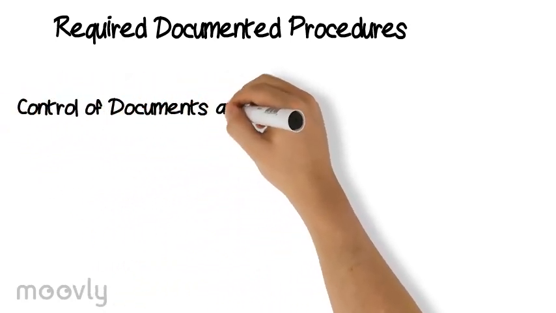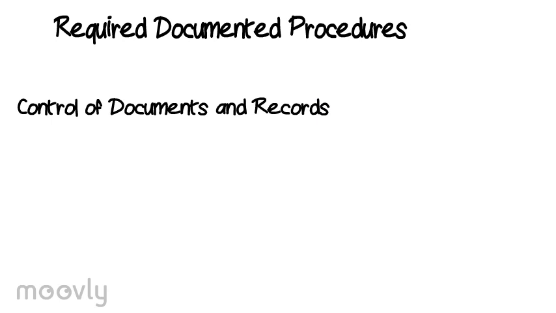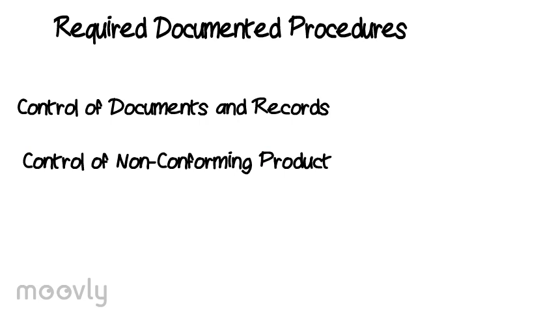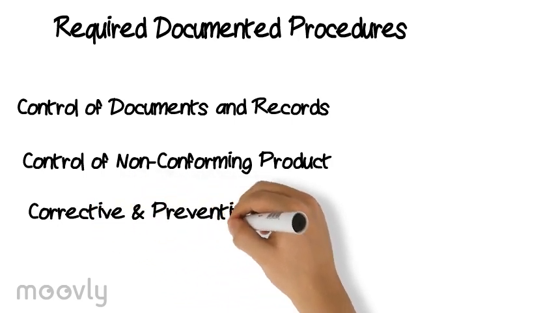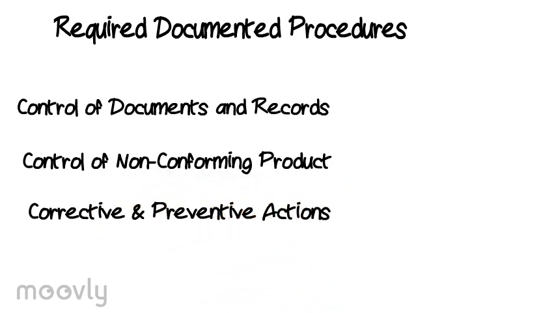Control of documents and records, for example, the gathering of customer requirements and the recording of product testing. Control of non-conforming product, for example, to prevent defects and rejects from being sent to customers. Continual improvement through corrective and preventive actions, necessary when mistakes have been made to prevent them from happening again. Internal audits to show that the organization takes seriously its commitment to quality and conformance to the ISO 9001 standard.